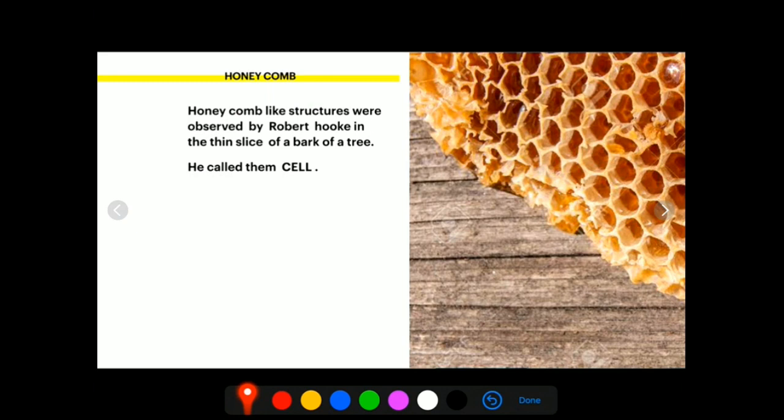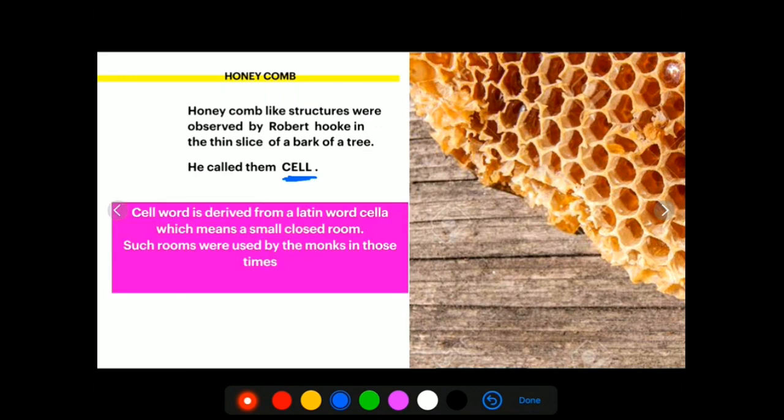He called this structure a cell. He named this structure a cell. The reason behind this was that cell is derived from a Latin word, cella. He actually used the term cellulae, which was later given a short form, cell. So cellulae or cella is a Latin word which means a small closed room. When Robert Hooke was referring to it, he did not know that it was part of a living organism. He said that this structure is like a small closed room, and he termed it cell.